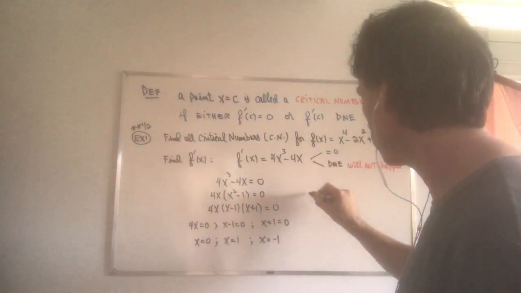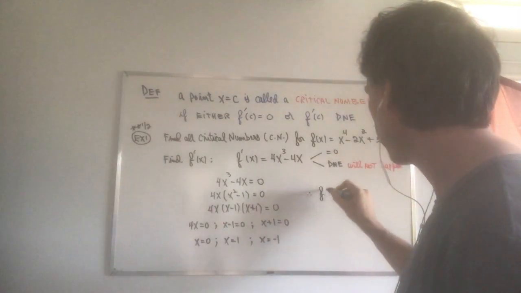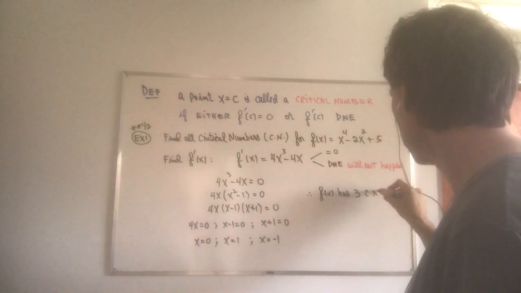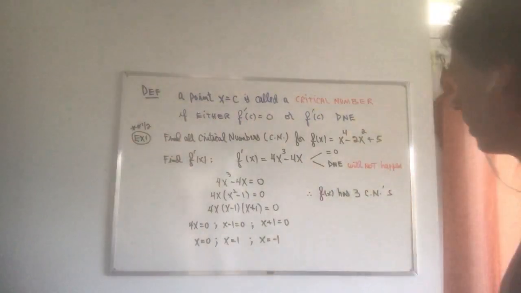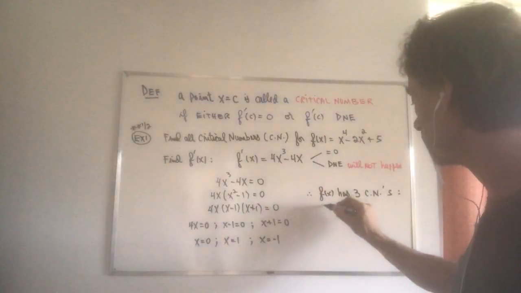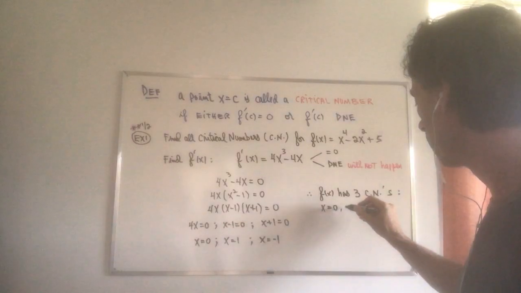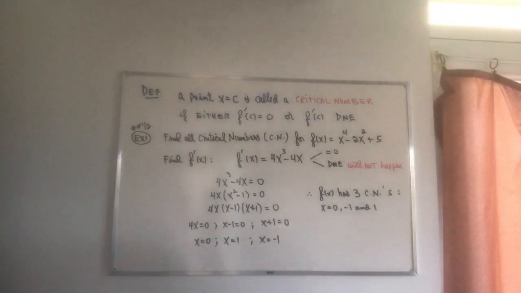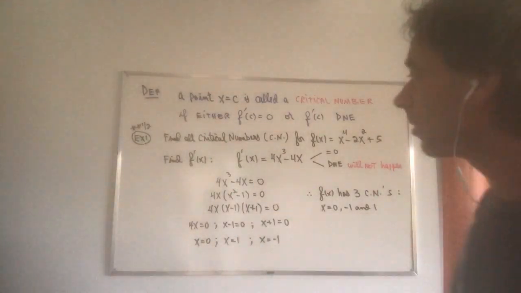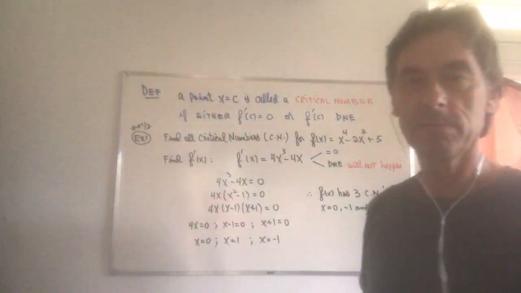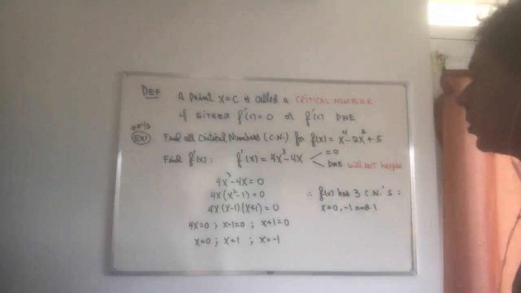So, conclusion, f has 3 critical numbers. What are they? Critical numbers are 0, minus 1, and 1. So that's an introductory level 2.5 star example on finding critical numbers. Easy enough. Good.